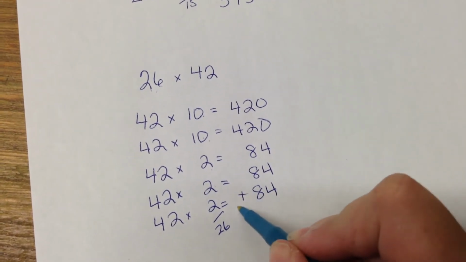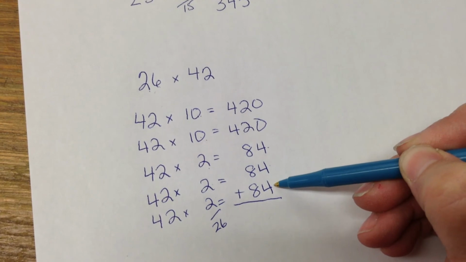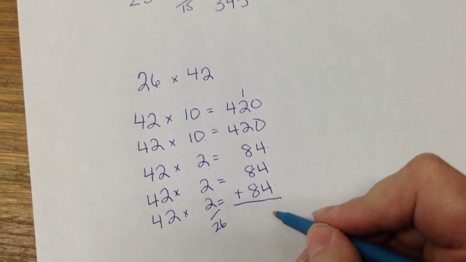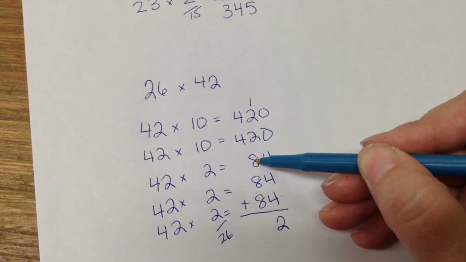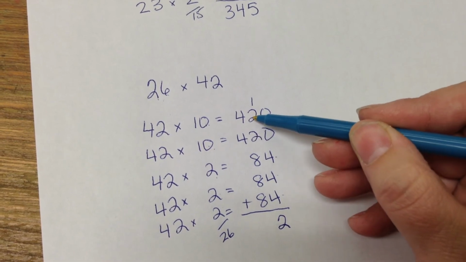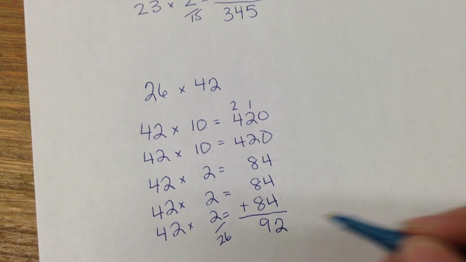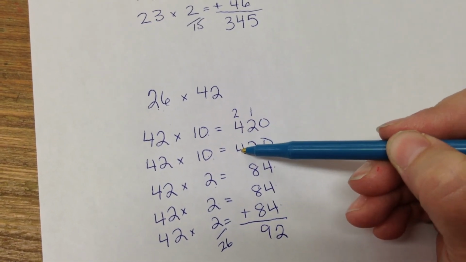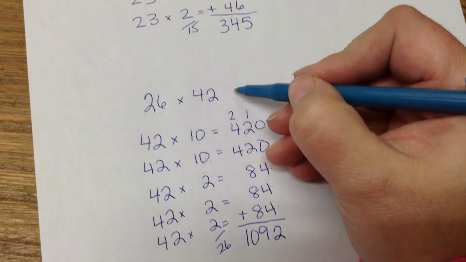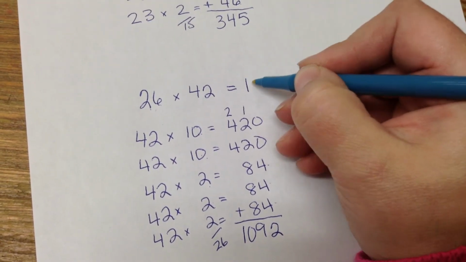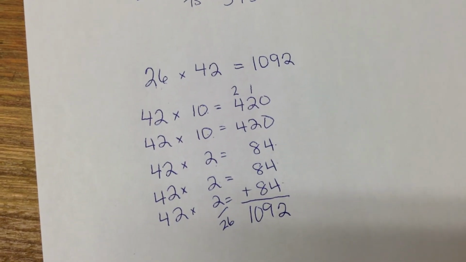What I'm going to do now is add up all of my clusters. So 4 ones and 4 ones and 4 ones is 12 ones, which is 1 ten and 2 ones. 8 and 8 and 8 tens is 24 tens, 26, 28, 29 tens, which is like 290 tens. And 400 and 400 and 200 is 1000. So 26 times 42 is 1092.